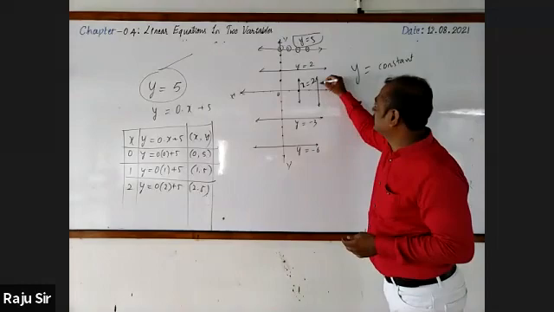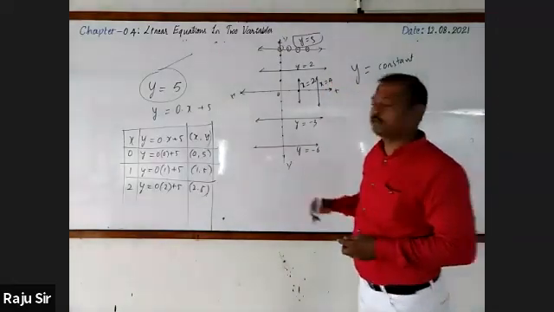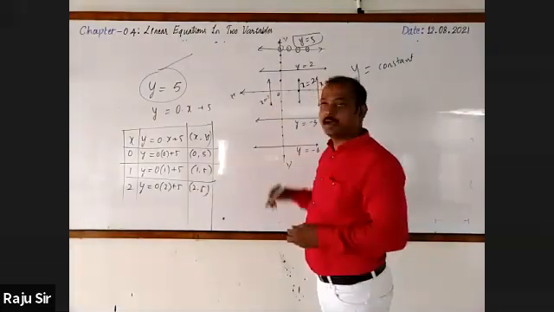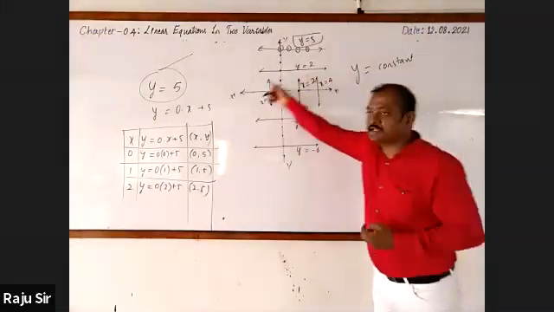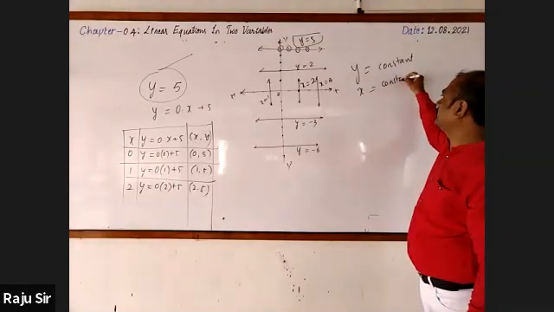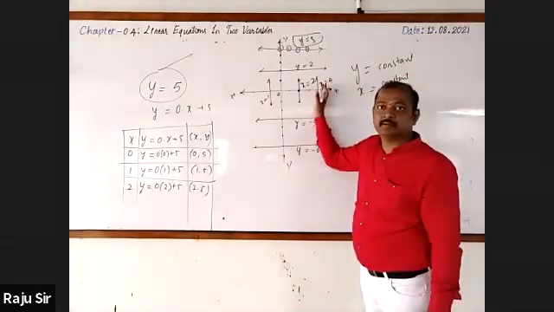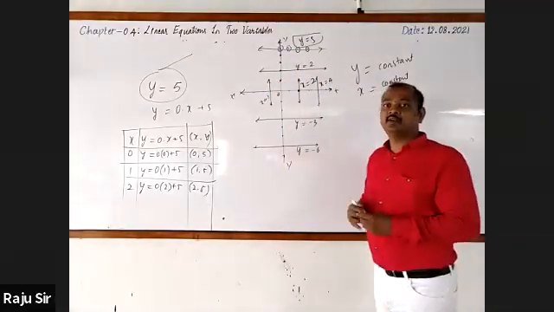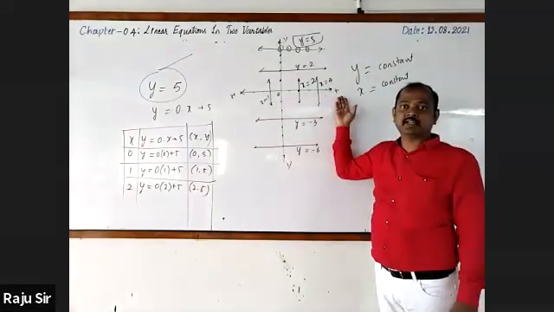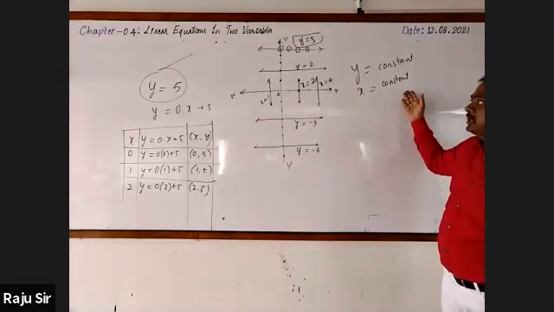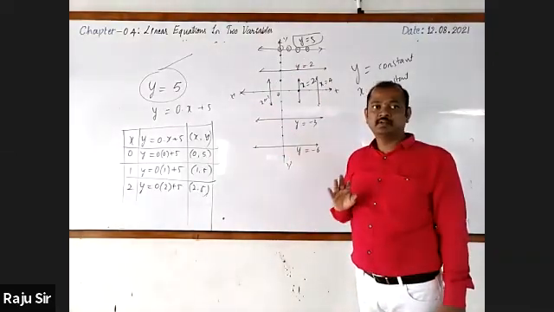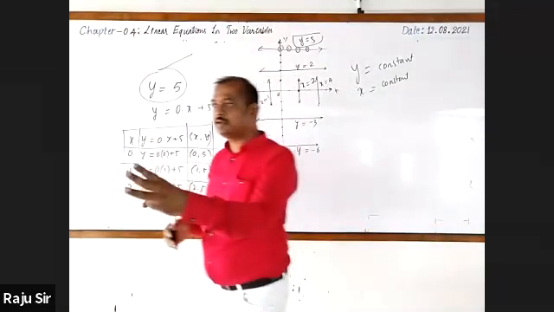This is x equal to 4, x equal to minus 1, x equal to a constant, plus 1, minus 1. So from this, we can conclude that x equal to constant is always parallel to the y-axis. Reverse that: if y equal to constant, it is parallel to the x-axis. If x equal to constant, it is parallel to the y-axis. Clear? So, 3 points.